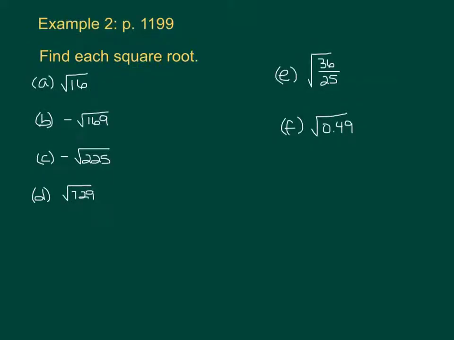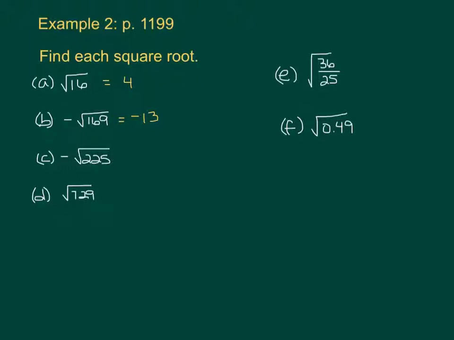For example 2, it says find each square root. So A, the square root of 16, we're looking for the principal square root or the positive square root. So what number times itself equals 16? 4. B, negative square root of 169 is going to be negative 13, because 13 times 13 is 169.